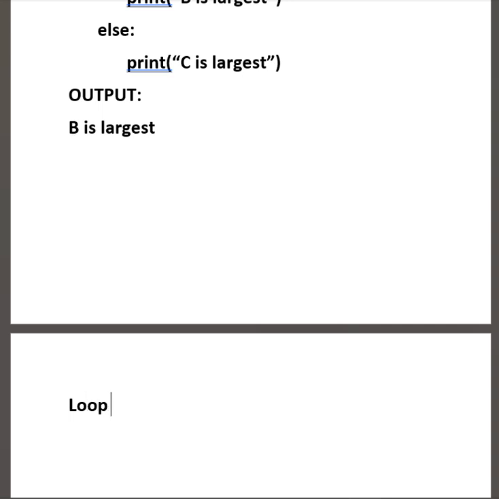Next we are going to see is loop control statements. What is loop control statements? It is used to change the normal execution of a loop. Mainly, there are three loop control statements.